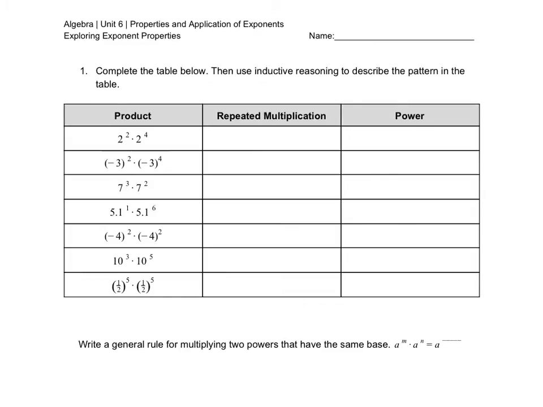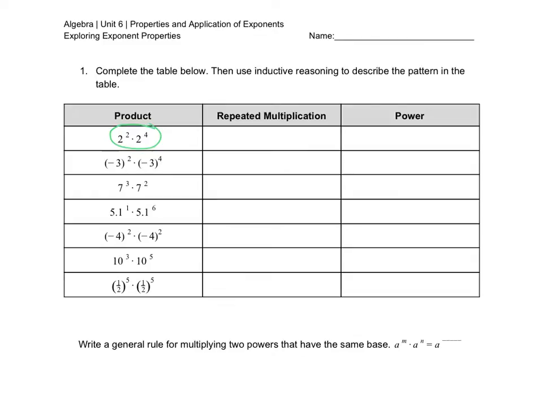All right, our first goal on the Exploring Exponent Properties was to complete the table below using inductive reasoning. So this is where our essential question is going to come in handy. It's asking us to simplify this product right here. So we have 2 squared times 2 to the 4th.